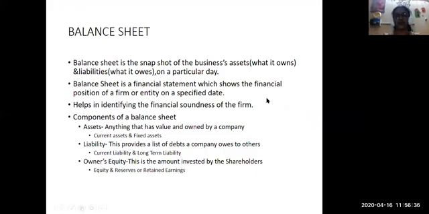Today's class, we are going to see the basics of the balance sheet and how to prepare a balance sheet from a given trial balance. What is the meaning of a balance sheet? What are the important components of a balance sheet? Why is a balance sheet called a balanced sheet? And what is the importance of preparing a balance sheet? All these things we are going to see in this presentation.